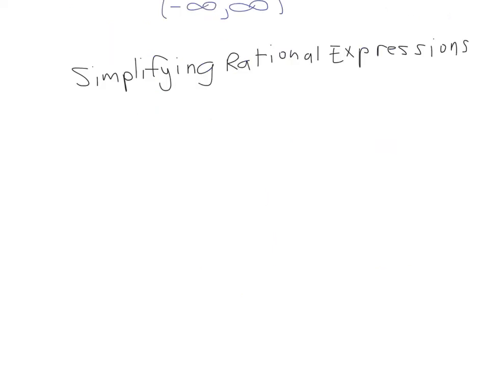Okay, now let's look at simplifying rational expressions. We want to think of this as like simplifying fractions. So if we have common factors in the numerator and the denominator, we can cancel those out. Let's start off with this example of a times b plus 1 over a squared times b squared.